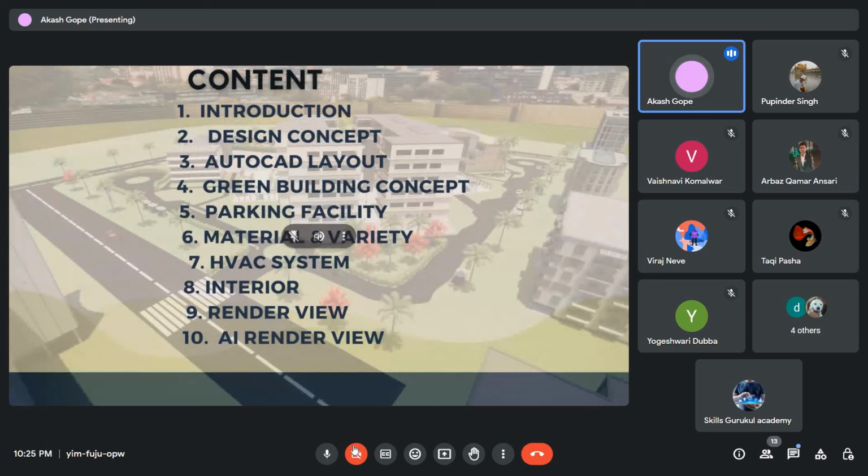This is the content of my presentation. First is introduction. Second, design concept. Third is AutoCAD layout. Fourth is green building concept. Fifth one is parking facilities. Sixth one is materials and varieties. Seventh is HVAC system. Eighth, interior. Ninth one is render view, and tenth one is AI render view.